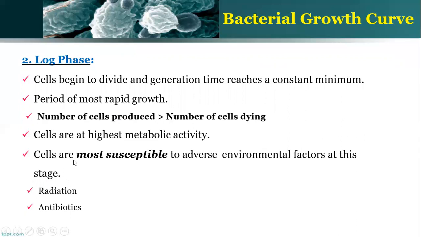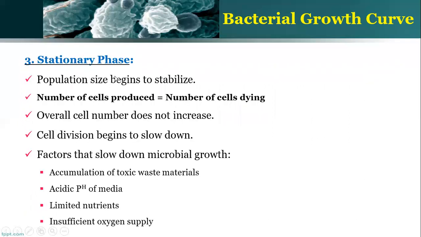And these cells, when they are growing in the medium, may be susceptible to certain environmental factors like radiation and antibiotics. If the cell growth is exposed to radiation or any antibiotics, then that leads to the death of the cells. Next, stationary phase.